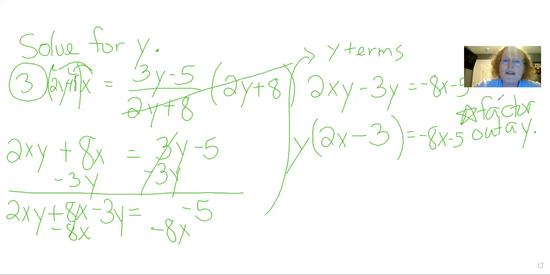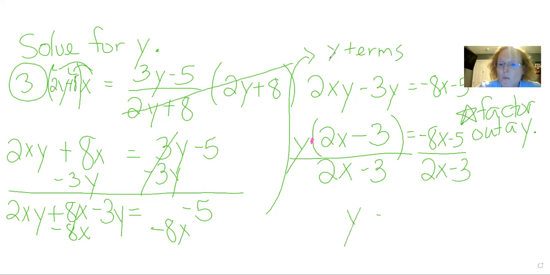By factoring, you have really made this, and I'm even going to draw it in a different color because I want you to see it. This is now y times 2x minus 3. Now, y'all, that's real important. And the reason it's real important is because we can get rid of something that's being multiplied. And the way that we can get rid of something that's being multiplied is just by dividing it. So we're going to divide by 2x minus 3. So we get y equals, and then we have negative 8x minus 5 over 2x minus 3.